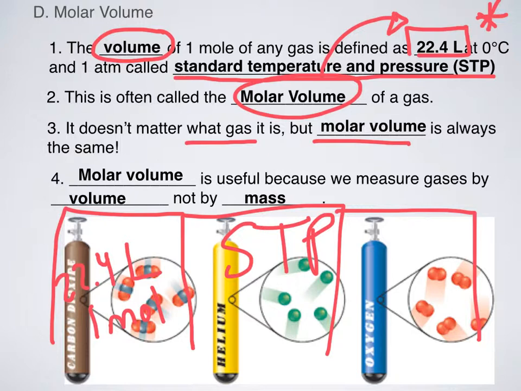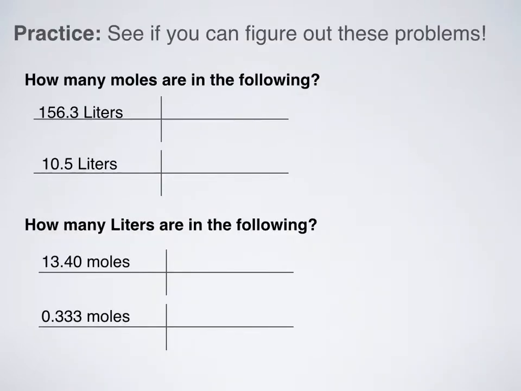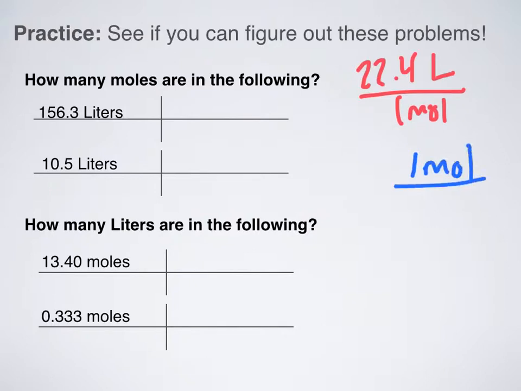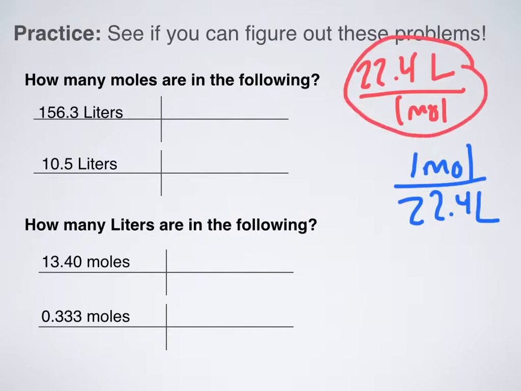And why is this useful? It's useful because we don't really measure gas by mass, we measure it by volume. So it's a lot easier for us to use a volume measurement for a gas than a gram-based mass. Alright, so let's use this fact to do a couple of conversions. Just like our other problems, I have 2 ways of writing my conversion factor. I have 22.4 liters in 1 mole, or I have 1 mole equaling 22.4 liters. I'm either going to have to use this or this when I'm doing my conversions.